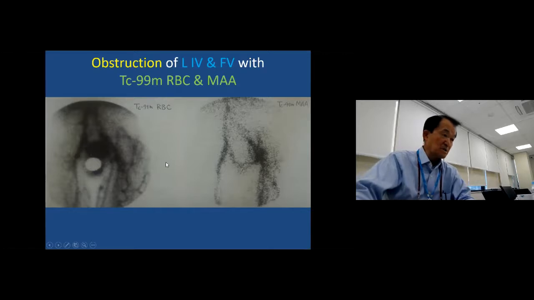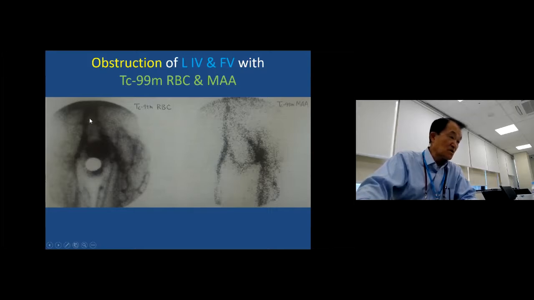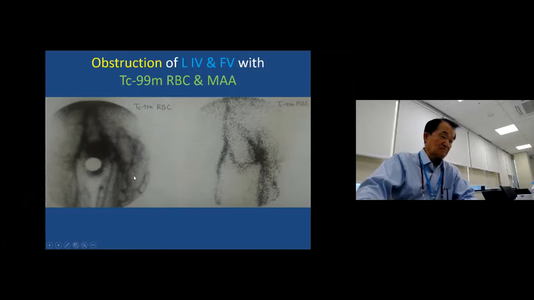You cannot pinpoint it. If you cannot inject MAA particles or sulfur colloid in the pedal vein, we can use labeled red cells in the antecubital vein, and that will show activity in the major vessels, arterial and venous. But looking here, unlike the right side, there are lots of collaterals here. So you can at least suspect some obstruction, with collaterals in the proximal thigh.